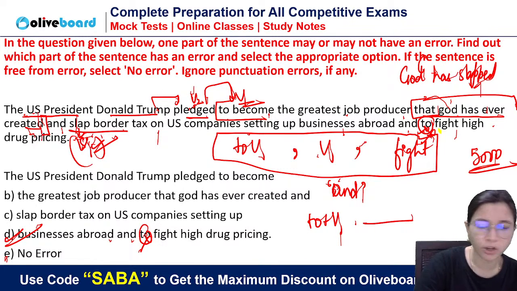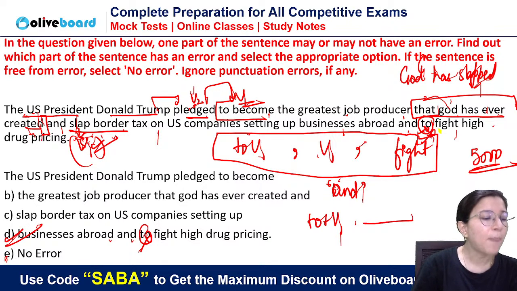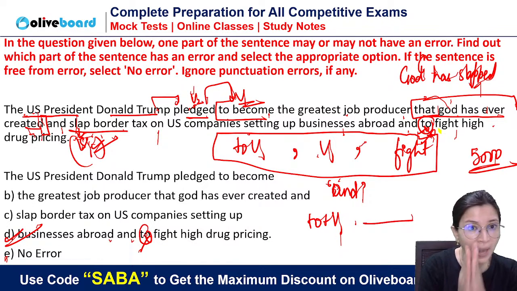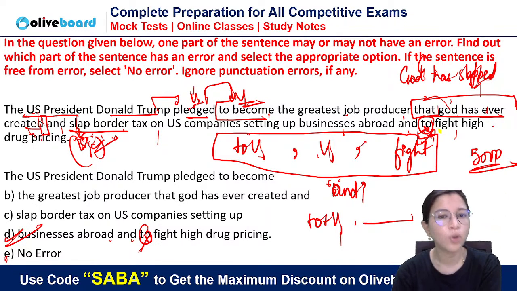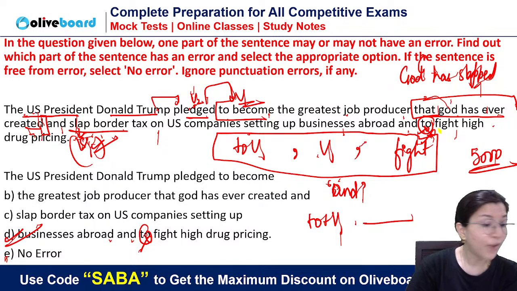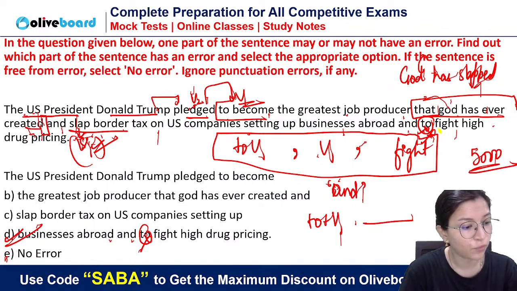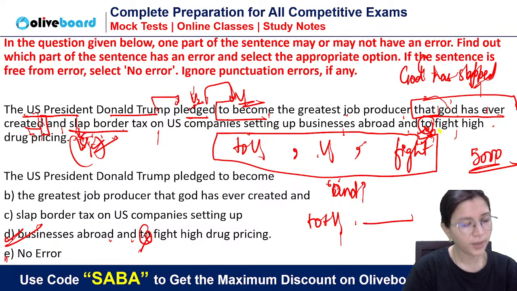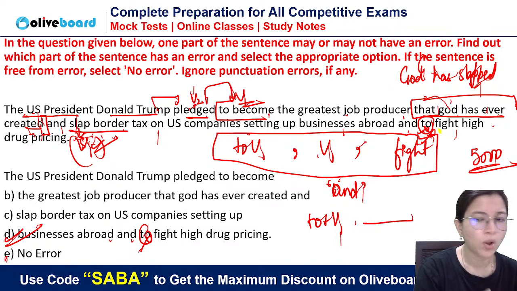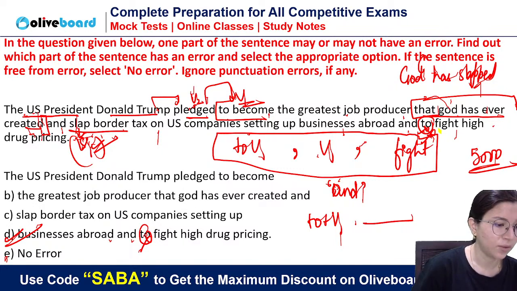आई होप यू गॉट द स्ट्रक्चर. इसलिए पैरेललिज्म सिर्फ लर्न करके आपके क्वेश्चन सॉल्व नहीं होंगे, पैरेललिज्म को अप्लाई करना सीखें. Rules you all know, but application is important. Yes, slap border tax on US companies and fight it. Fight for something is another thing. Fight something means overcome. You are fighting for something, it means you are fighting for a cause, but here fight high drug pricing, not fight for.